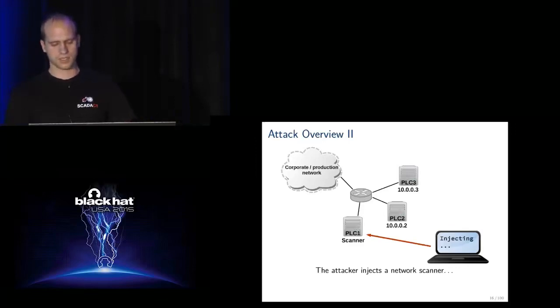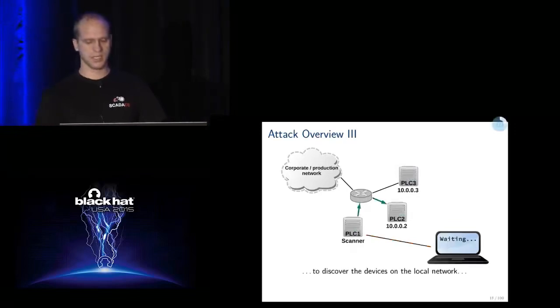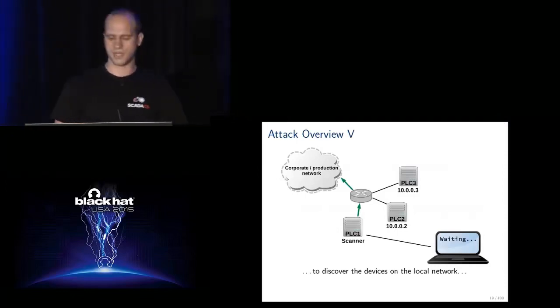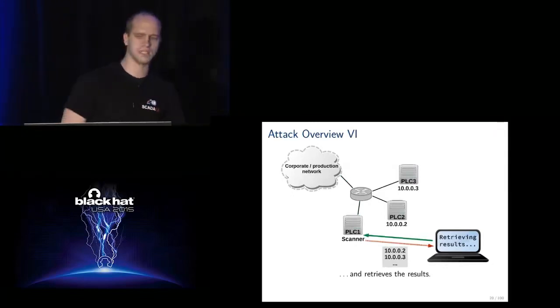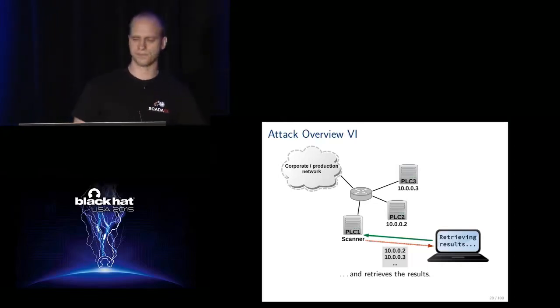With this kind of scanner, we have done it with SNMP, so it's an SNMP scanner. There's a scanner running on PLC 1, and the scanner now scans the local production network, right? So now we can see that the scanner scans PLC 2, PLC 3, and the rest of the production network. Then the scanner stores its data in a database, in a data block, and then the attacker can download the results from the PLC and has now a rough overview of the production network.